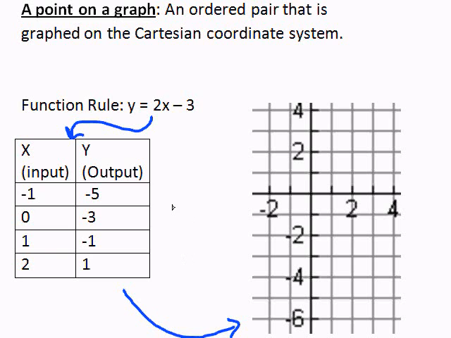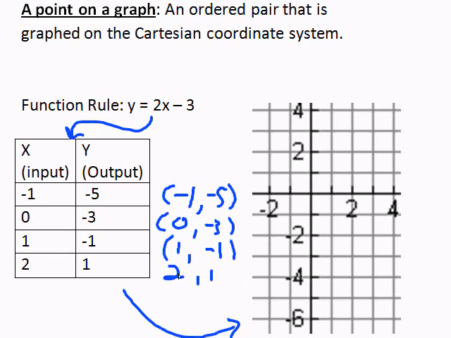The way we're going to do that is we're going to graph each one of these ordered pairs: (-1, -5), (0, -3), (1, -1), and (2, 1). We're going to graph these as points on this graph right here. We're going to go ahead and label our x and our y-axis, and we want to label the points x and y to help us keep track of what's what.